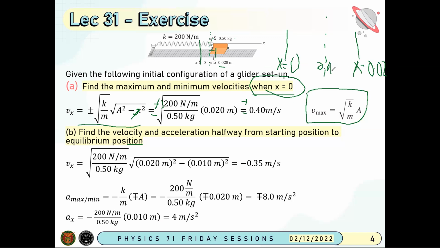Okay. So, ano ngayon yung velocity and acceleration here? Right. So, yung velocity, we just use the same equation. Ito. Pero iba na yung x. Yung x natin kanina is 0 kasi equilibrium yan. So here, halfway siya. So magiging 0.01. If we plug in our values, we get a velocity of negative 0.35 meters per second.